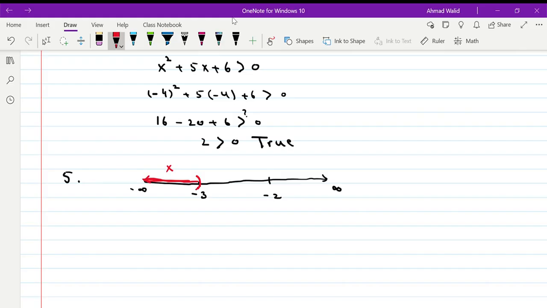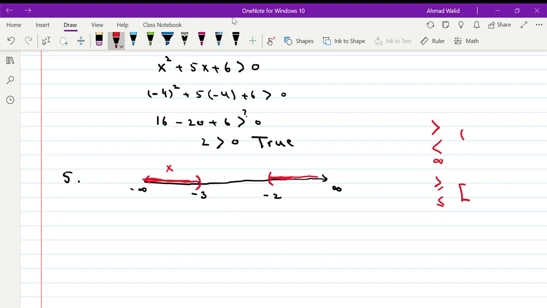Why do I use parentheses for negative 3? Because still remember, for greater than and less than, we use parentheses, also for infinity. And for greater than or equal to and less than or equal to, we use brackets, correct? And I know if I plug 0 into my inequality, I'll also end up with a true statement.